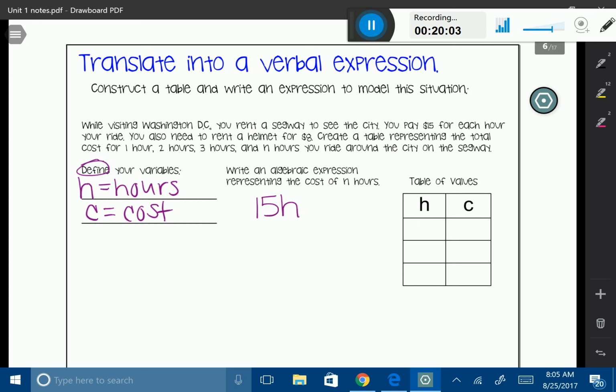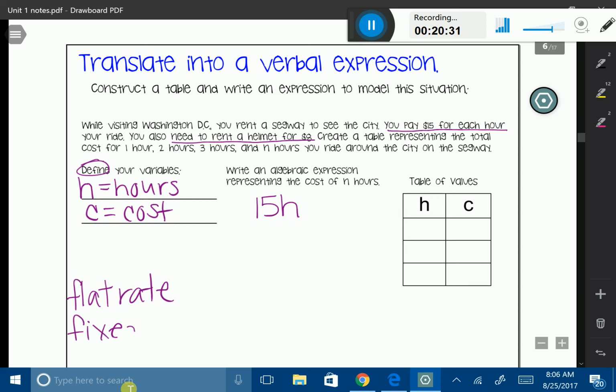But you'll notice here, not only do I have to pay the $15 for each hour, I also have to rent a helmet, and the helmet's $8. But I'm not going to rent the helmet over and over for every hour. It's a one-time deal. Sometimes we like to call that one-time purchase a flat rate. I'm going to write that down here. A flat rate. Or sometimes, in the economic world, this is called a fixed cost. So it's something that you're going to pay once, and it's just done.